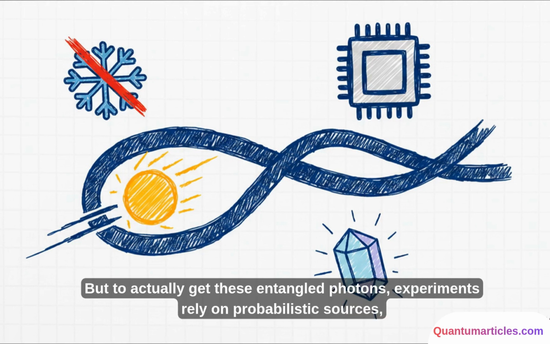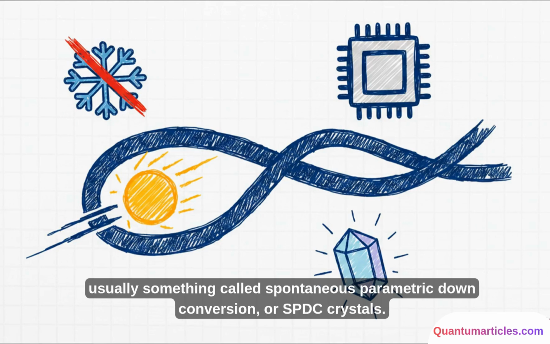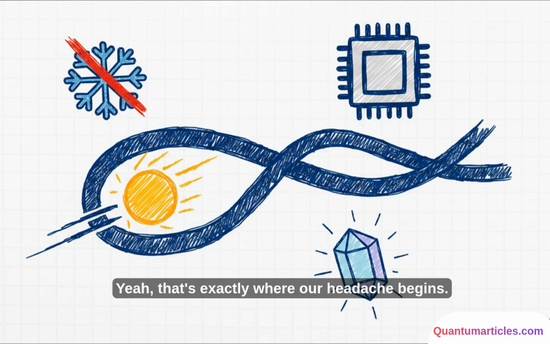But to actually get these entangled photons, experiments rely on probabilistic sources, usually something called spontaneous parametric downconversion, or SPDC crystals. And you know that word, probabilistic? Yeah, that's exactly where our headache begins.